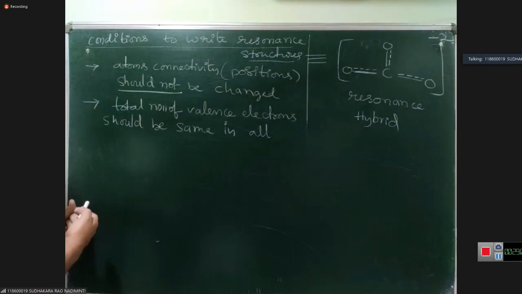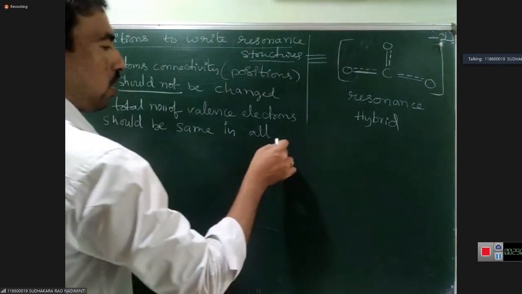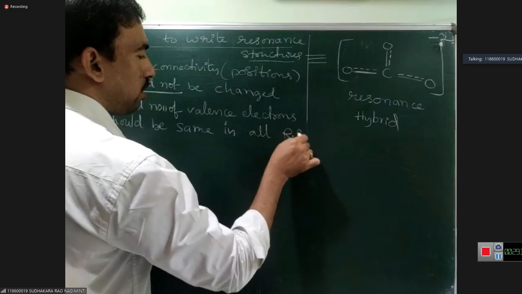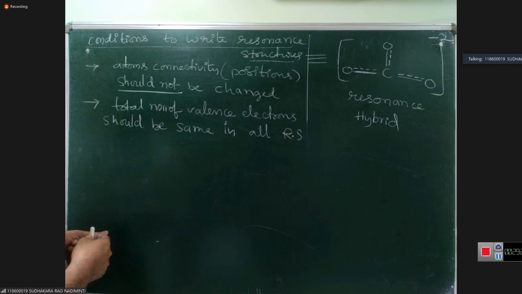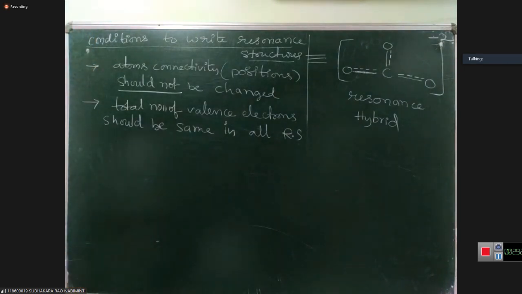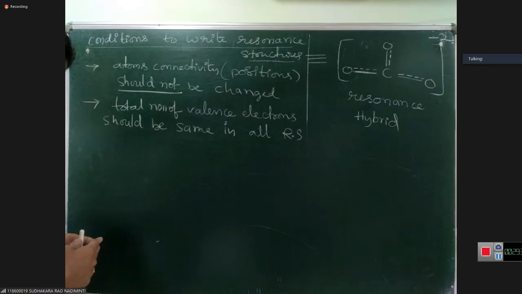Total number of valence electrons should be the same in all RS. RS means resonance structures. In all resonance structures, the total number of valence electrons should be the same.